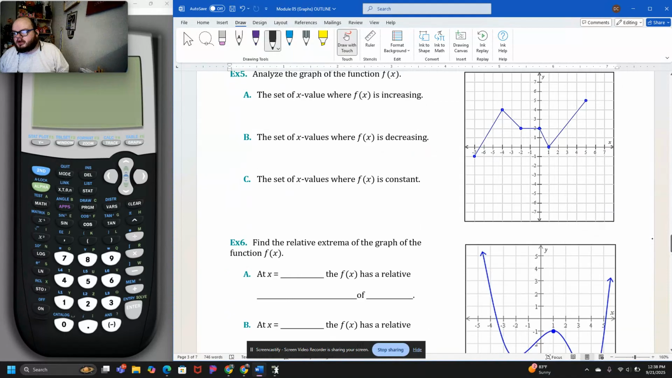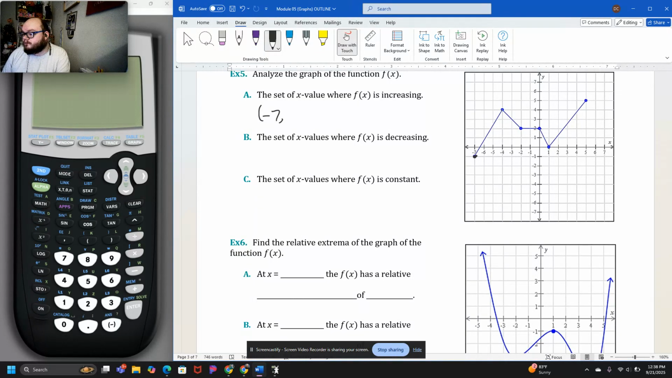So now we're going to analyze the graph at R and see what we have going on. The set of x values where f of x is increasing. Well, it starts at -7, and that's a closed dot, so that doesn't really matter for these. We don't really have to write a bracket. We're just writing where it's increasing, okay? So it's going to be with parentheses for these.